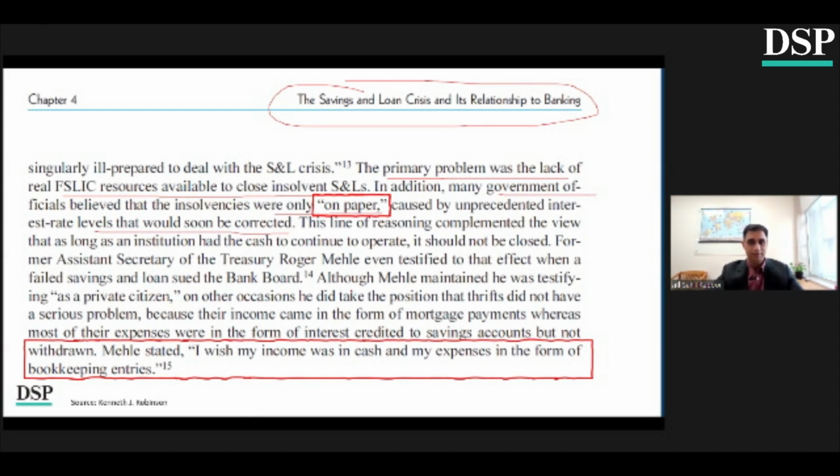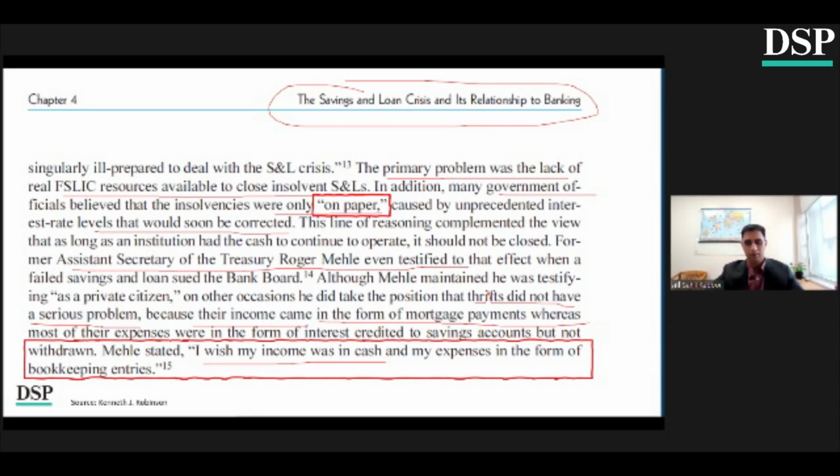And then if you read this, the Assistant Secretary of Treasury, Roger Mehle, testified on behalf of S&Ls. And what he said is very, very important. He said that these thrifts, as they were called at that time, did not have a serious problem because their income came in the form of mortgage payments, whereas most of their expenses were in the form of interest credited to savings accounts but not withdrawn. He stated, "I wish my income was in cash and my expense in the form of bookkeeping entries."